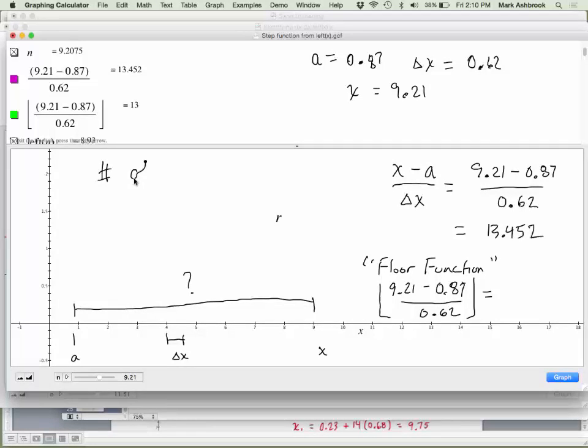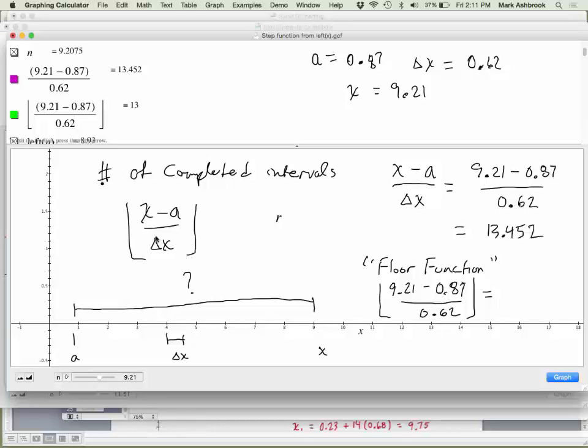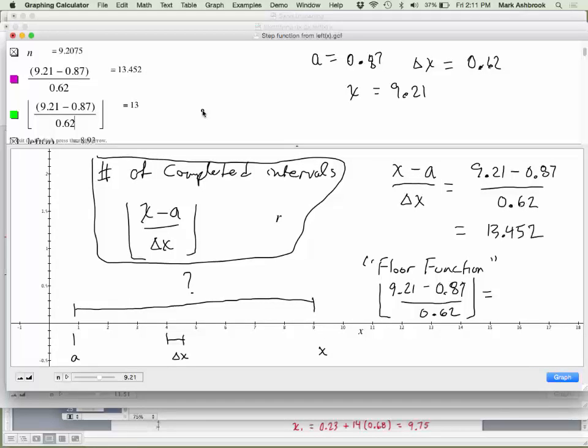but in general, what is it? It's (x minus a) over delta x. It gets us how many intervals, including the fraction of the last one, the current interval. We don't want that current interval. Floor it. And that gets it. So now we have all the pieces.